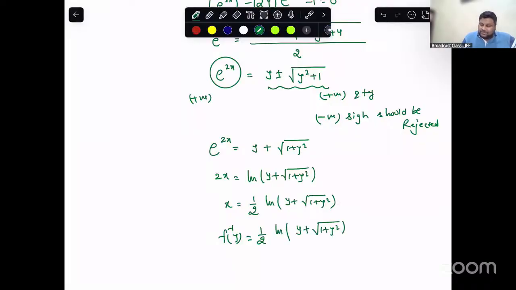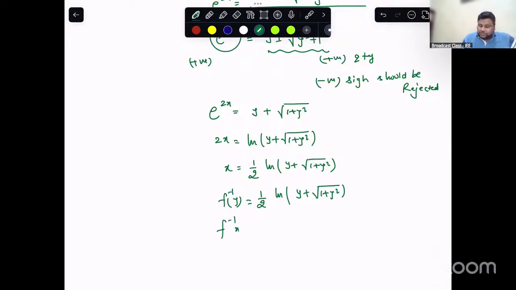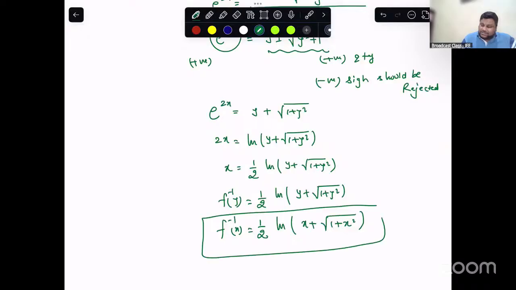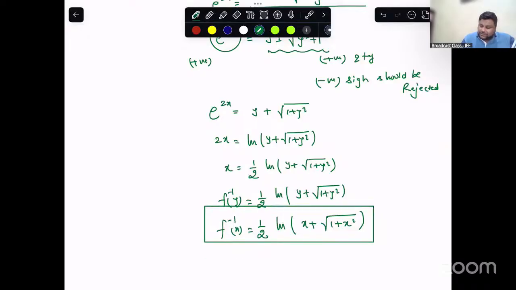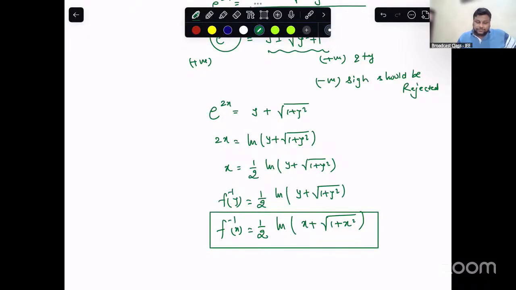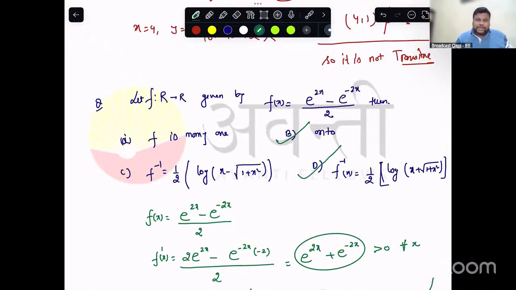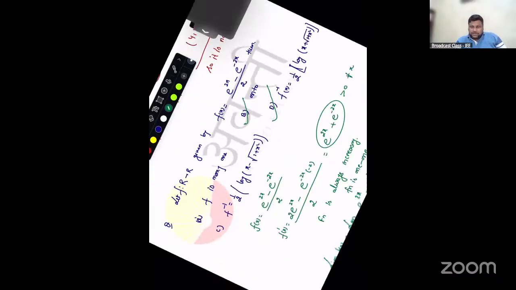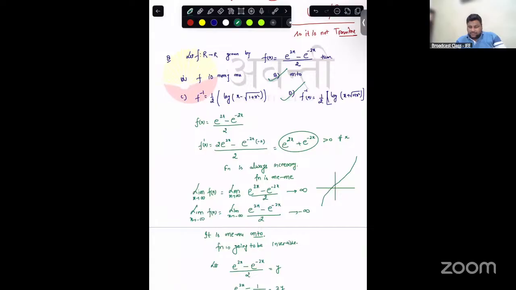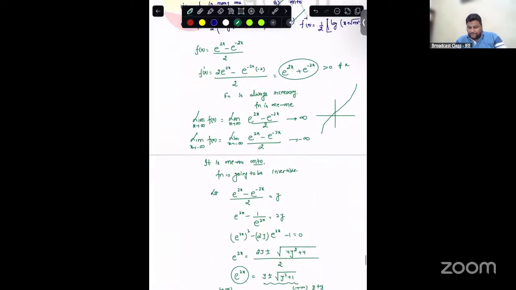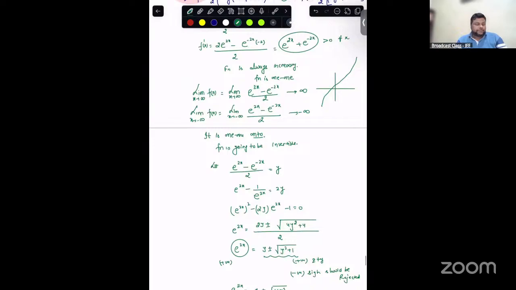And this is what we call f inverse y, which is half of ln of y plus under root 1 plus y square. Since we are used to seeing everything in terms of x, this is half of ln of x plus under root 1 plus x square. This is the inverse of this function. Got it? So this is also a correct answer. Very good question. Have a look at it. Have a look quickly.